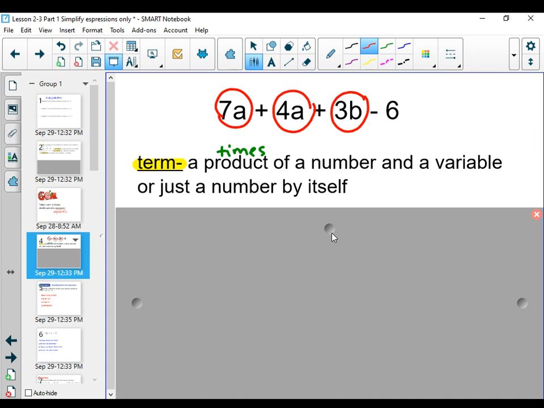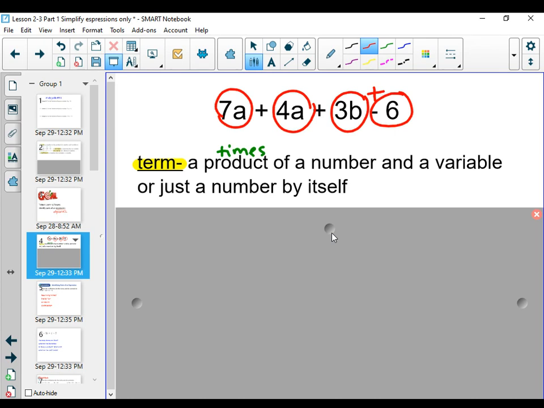Or a number by itself, and this is something you have to be super careful of. We're back to that question of, is that a subtraction sign or a negative sign? It is a negative. That's that stuck like glue rule. You squeeze it in there and you add a plus sign. So this particular expression has 4 terms.